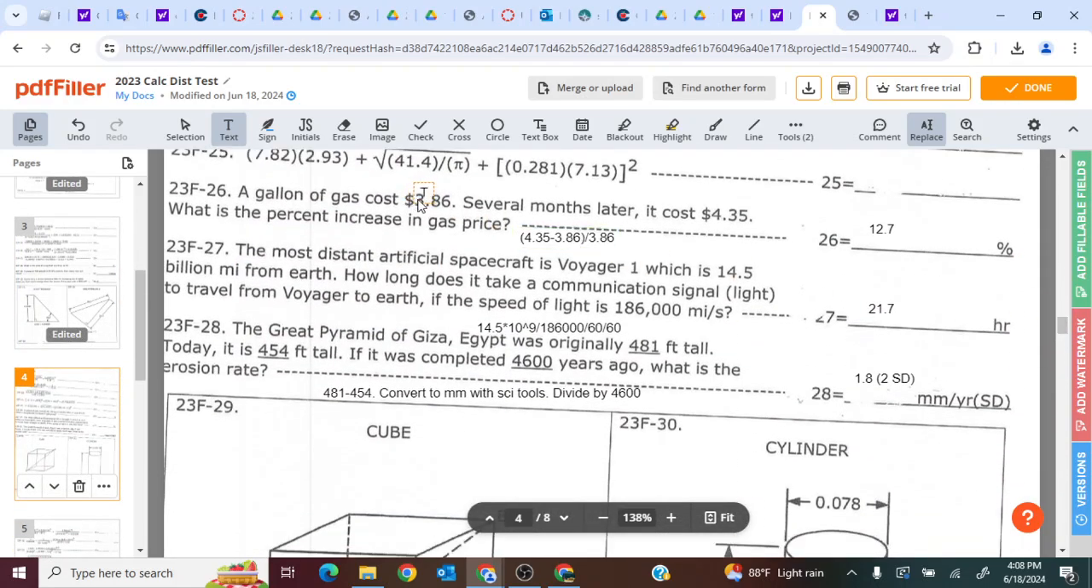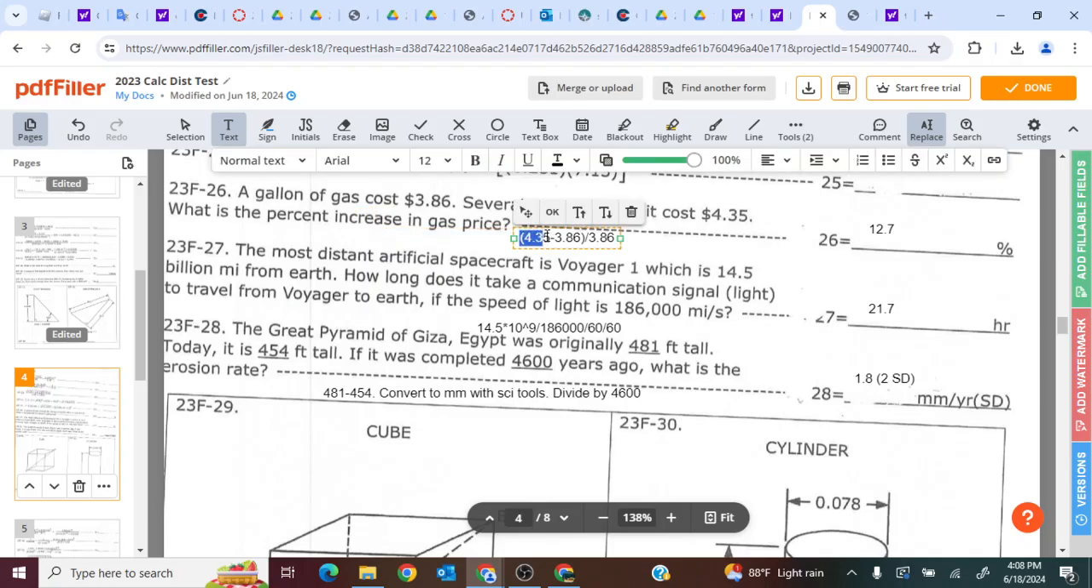26, a gallon of gas costs that much. Several months later, it costs that much. What is the percent increase? Percent increase is new minus original over original. So your new gas price minus your original price over your original price. And then you have to multiply that by 100 to turn it into a percent.